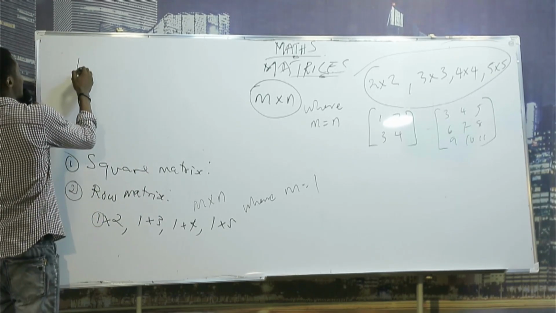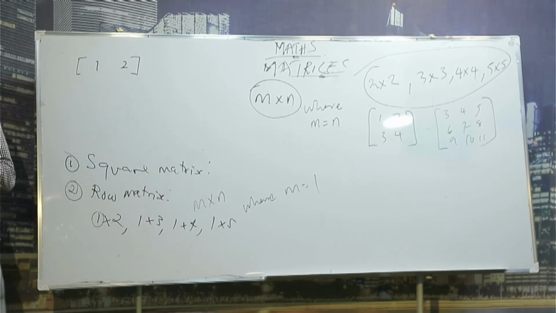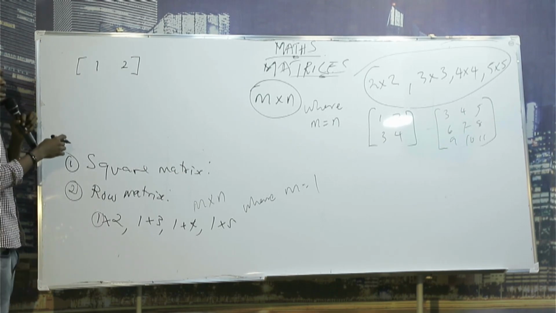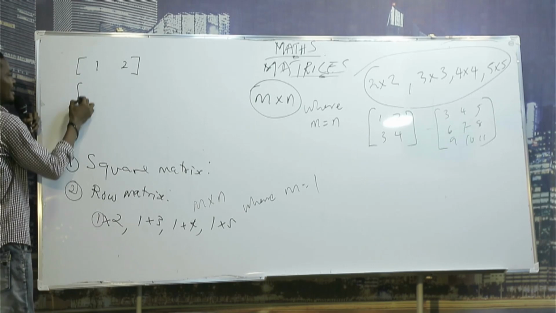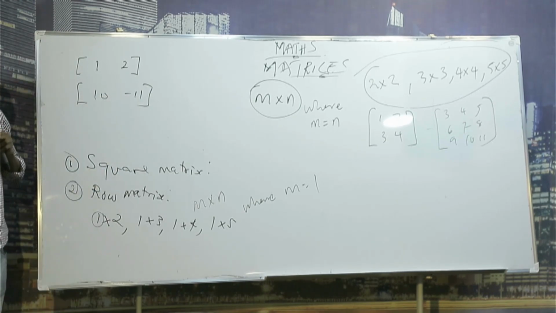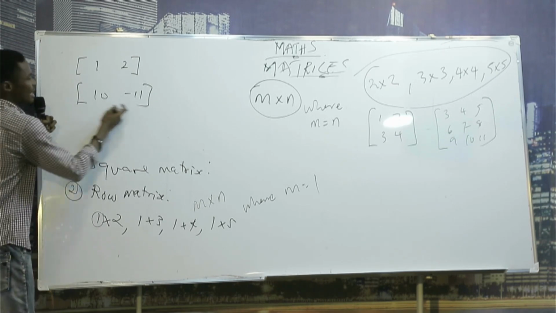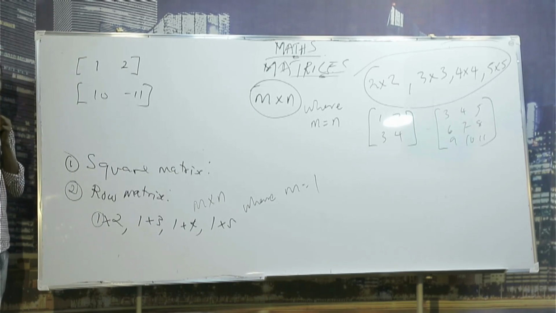You can see something like this. Let's say we have 1, 2. What is the order of this guy? 1 by 2. Is it 1 and 2? Okay. What about this one? 10 minus 11. What is the order of this guy? Is it 1 by 2 now? So what kind of matrix will you call this? A row matrix.